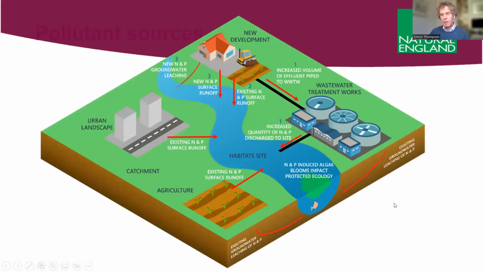So this infographic's really just to highlight the range of different impact pathways that lead to excessive nutrient levels in the water environment. You've got the two primary sources, which are wastewater treatment works and agriculture, but you've also got nutrients lost through surface runoff from both new development and the urban landscape, and the pathways can be through groundwater, surface water, as well as the direct and indirect discharges from the major sources.